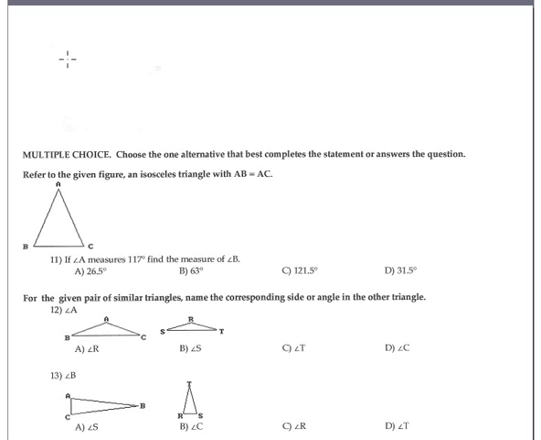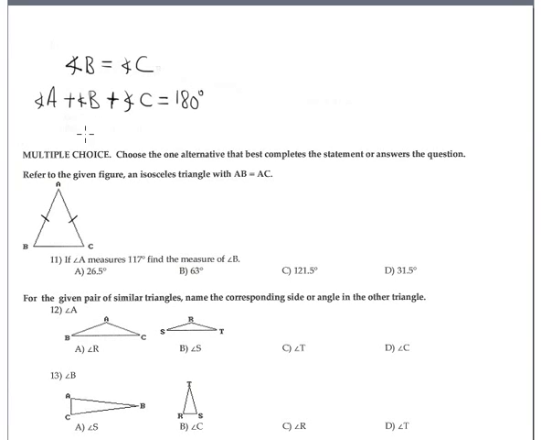Okay, 11 is an isosceles triangle. Therefore, the measure of the angle B is equal to angle C, opposite angles to the same side, by isosceles. And angle A plus angle B plus angle C is equal to 180 degrees.